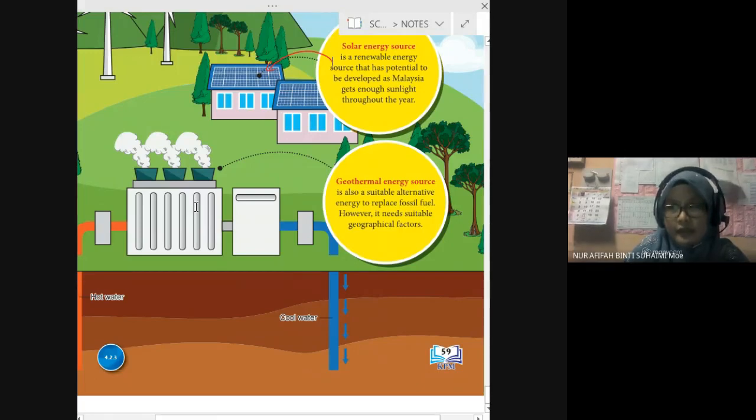Okay, and next, geothermal energy source. Geo means earth, thermal means heat. So we get the heat from the earth, from underground. Let's say hot water from underground produces steam, and then we release the cool water back under the ground. That's geothermal energy source.